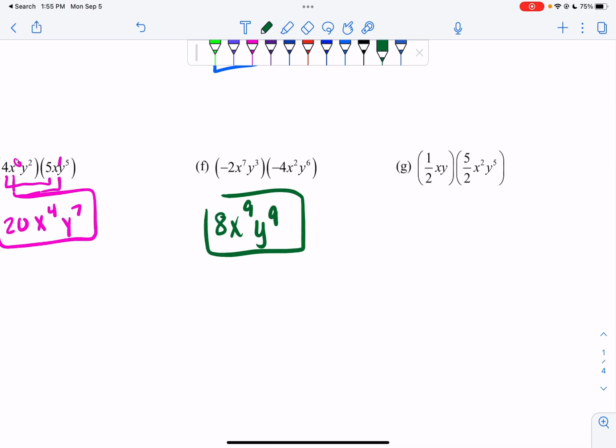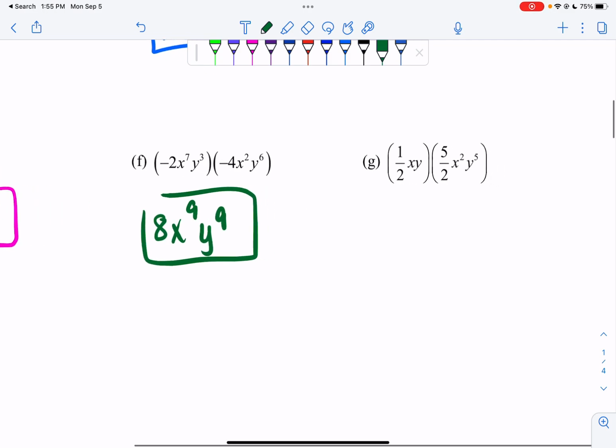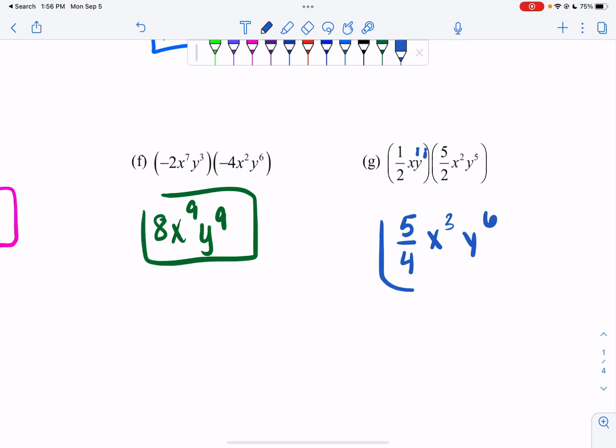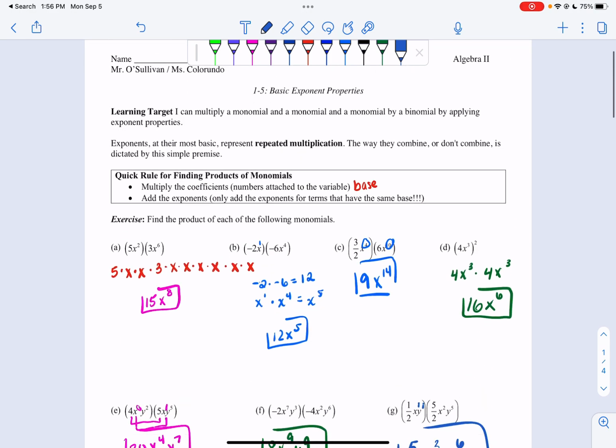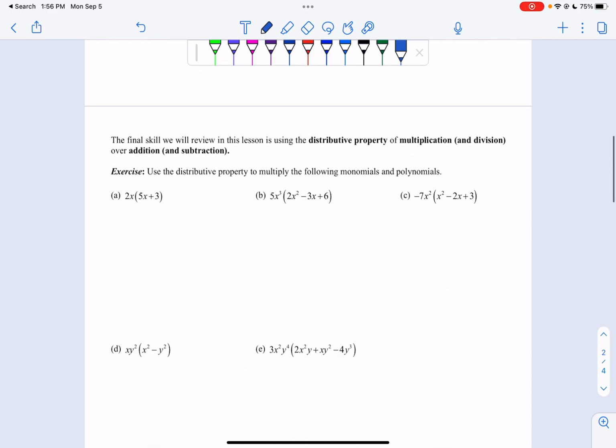Now in G, I have 1/2 xy times 5 halves x squared y to the 5th. Same rule, put the 1's in. 1/2 times 5/2. Type it in your calculator. You should get 5/4. Now deal with your x's. 1 plus 2 is 3. And deal with your y's. 1 plus 5 is 6. So my final answer is 5/4 x to the third y to the 6th. And that's how you multiply two monomials together.